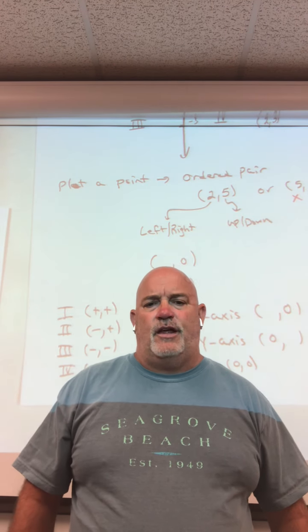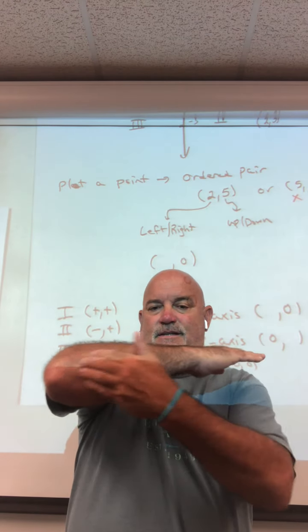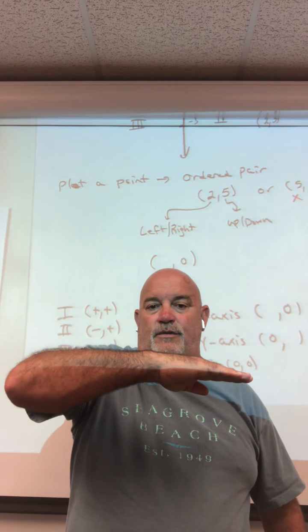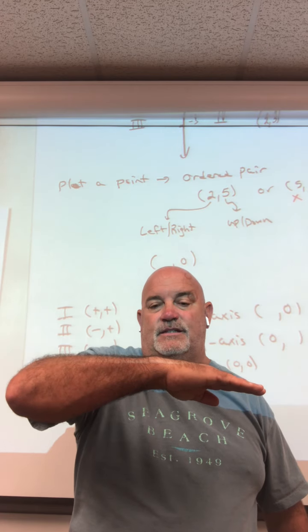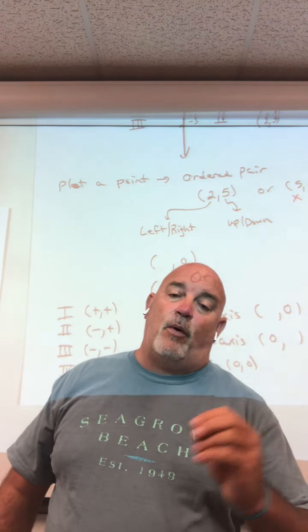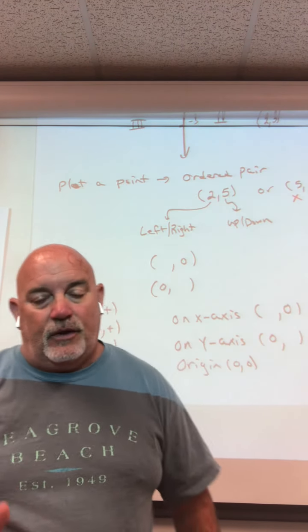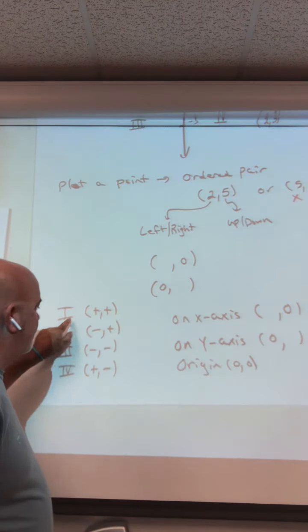And you say, well, those are the only options. No. If it's on the x-axis, it's not in a quadrant. So it could be on the x-axis. It could also be on the y-axis. So if a point is not on the x or y-axis, it's not in a quadrant. So here's how we can generalize this.